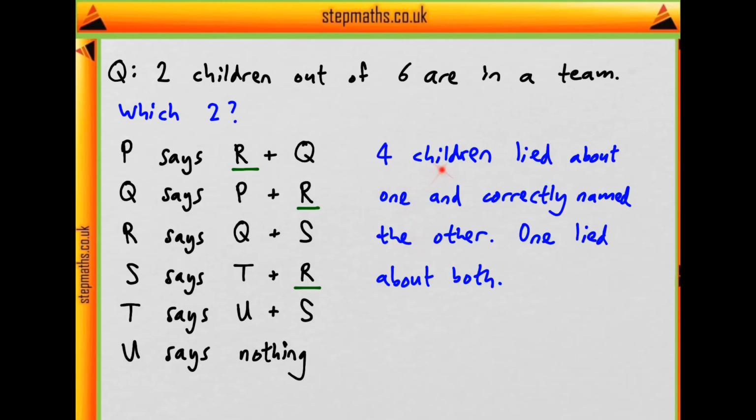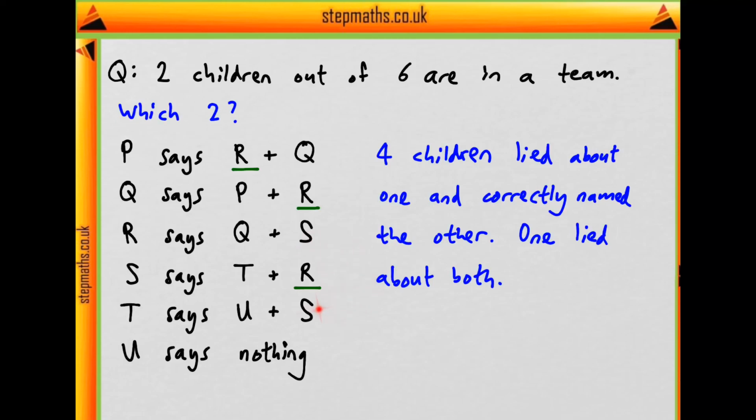So we know 4 of them are lying about one, and 1 of them is lying about both. And we know that out of these 4, 3 of them are P, Q, and S, because they all mention R. And so that leaves R and T, one of whom is lying about one, and the other is lying about both. So who is the second person?